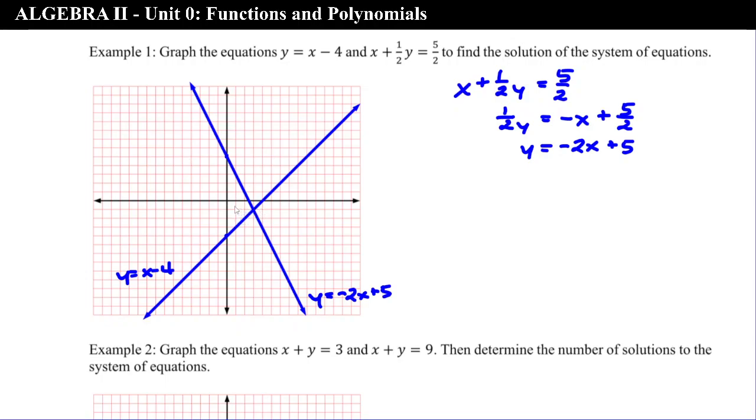Where the graphs cross, that's going to be our solution. So we have 1, 2, 3 on the x-axis, down 1 on the y-axis. So our solution here is (3, -1). And this is the point at which they cross.